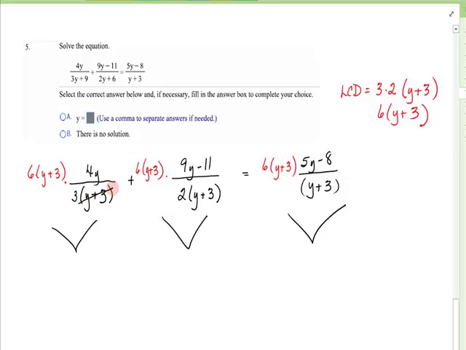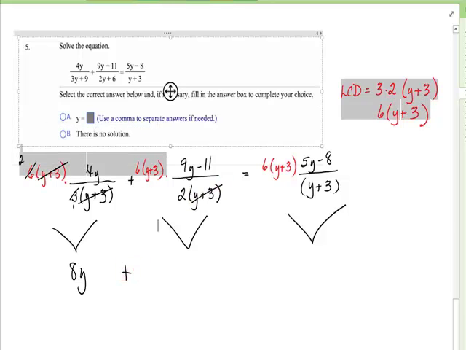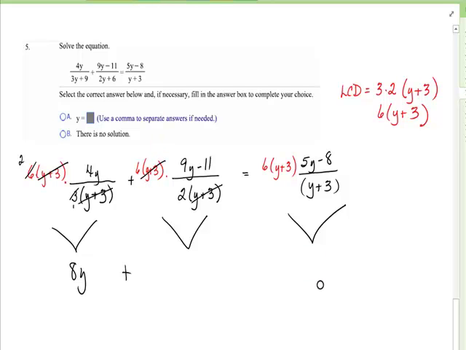In the first one, the y plus 3's divide out. 3 goes into itself once, 3 goes into 6 2 times. I have 2 times 4y, which is 8y, plus the y plus 3's divide out. 2 goes into itself once, 2 goes into 6 3 times. I have 3 times 9y minus 11. Equal sign. The y plus 3's divide out, and I have 6 times 5y minus 8.